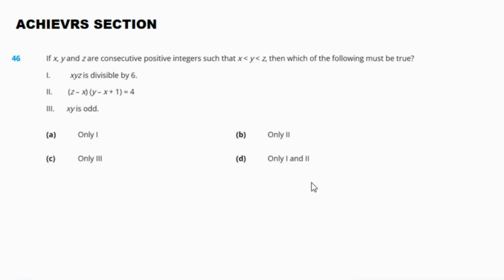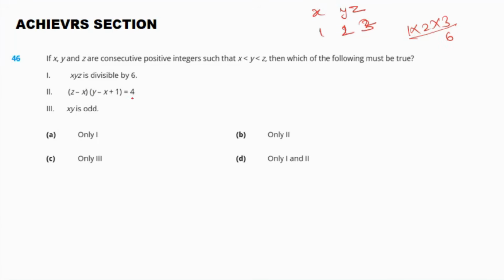Yes, that needs to be true only since they are consecutive integers and they are in increasing order. So if we figure out the product of x, y, z, yes, that should be divisible by 6. If we take x, y, z as 1, 2, 3, and multiply 1 times 2 times 3, yes, we are getting 6, and 6 is divisible by 6.